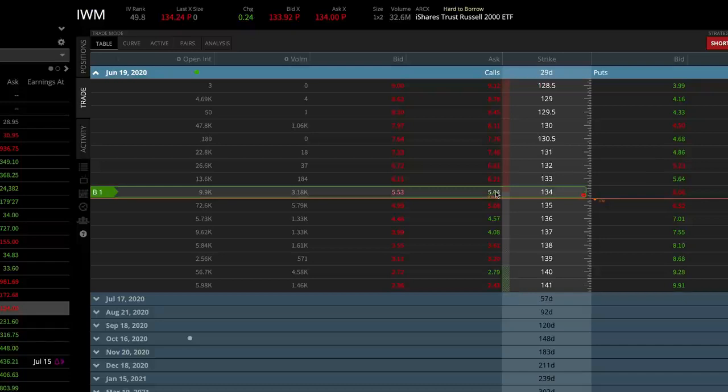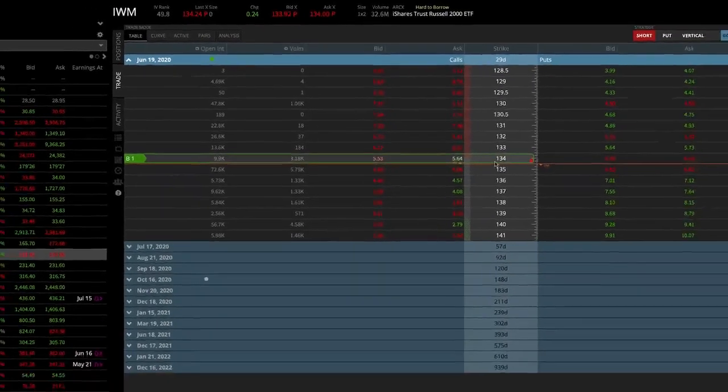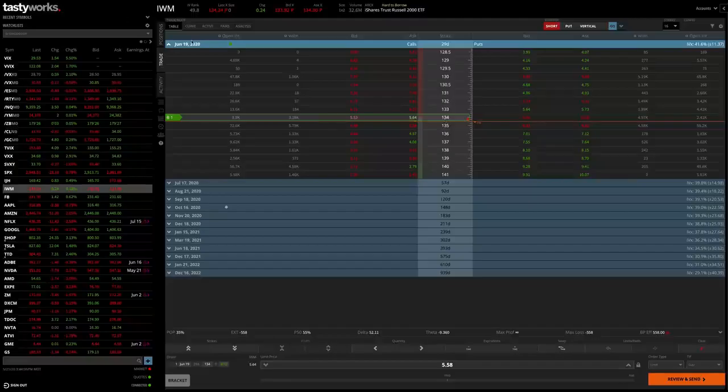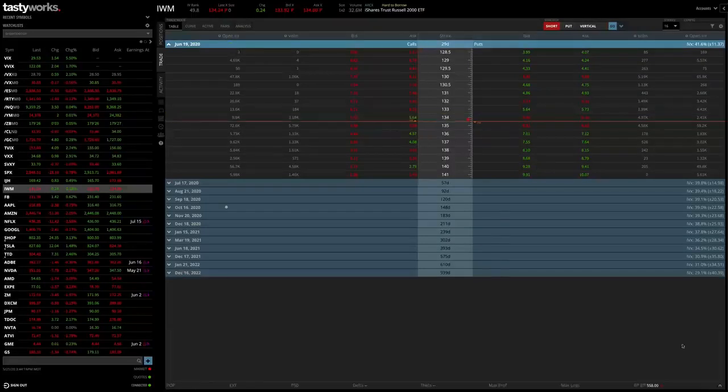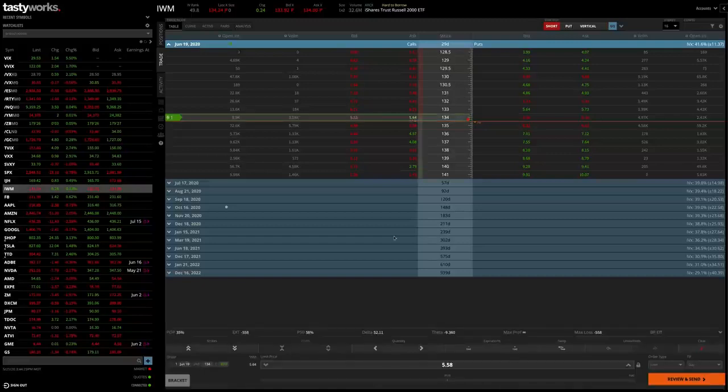So if I just click on the ask price right now, we'll see that it highlights this 134 call option in the June expiration cycle. It says B1 right here, which means I'm trying to buy one contract. And then you'll also see that some information came down here. So if I just do that one more time, pay attention to the bottom of the screen. I click on the ask price of the 134 call, and then it populates this information down here.